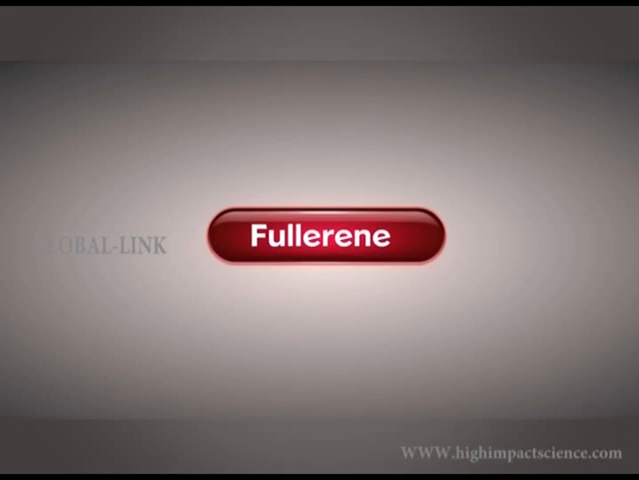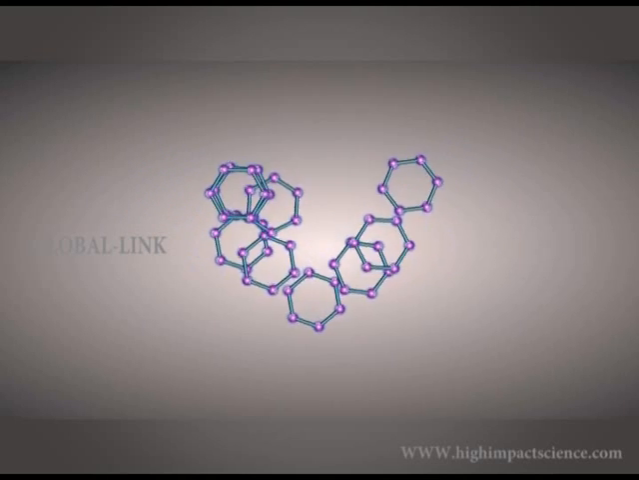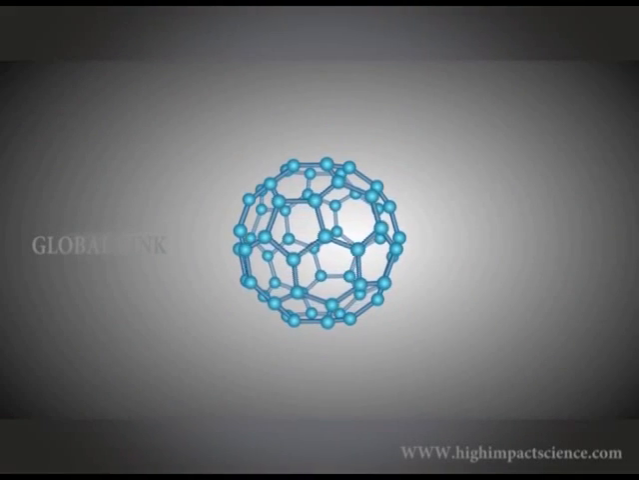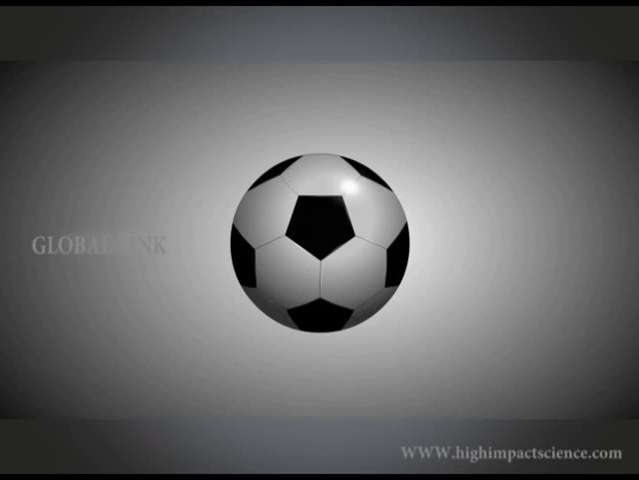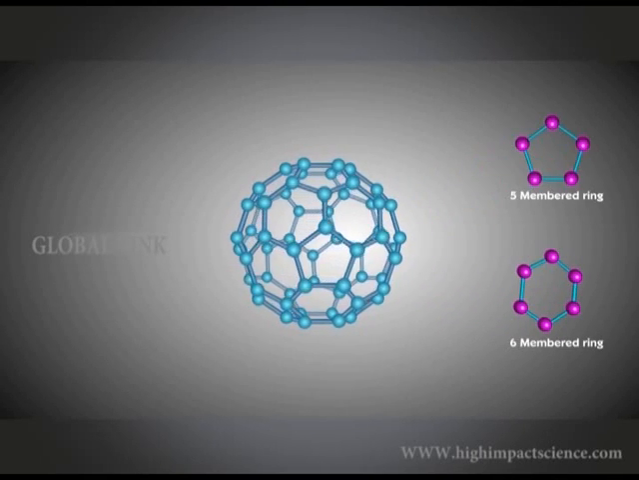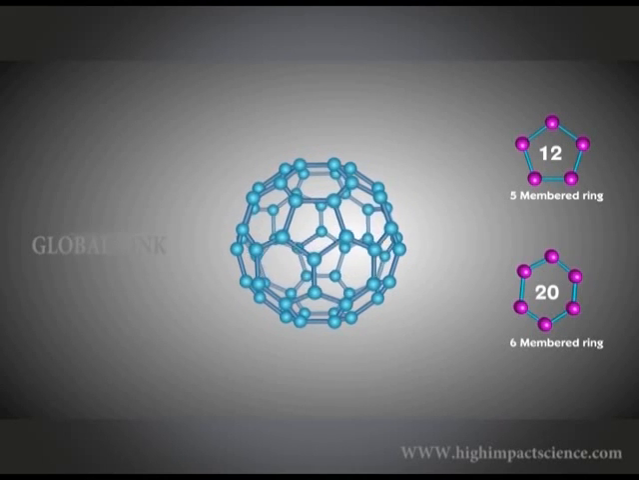Fullerene. Chemically, fullerenes are formed by chemical combinations of a large number of carbon atoms. The first one to be identified was C60. Fullerenes are often called buckyballs. The shape of fullerene resembles that of a soccer ball with both 6-member and 5-member rings. There are 12 5-member rings and 20 6-member rings.